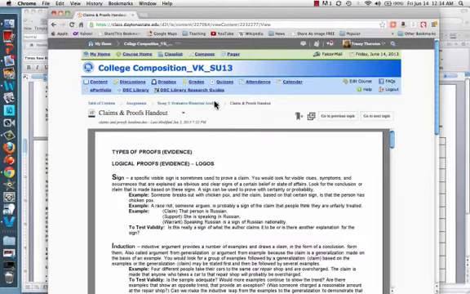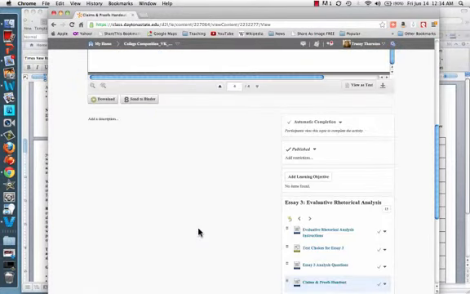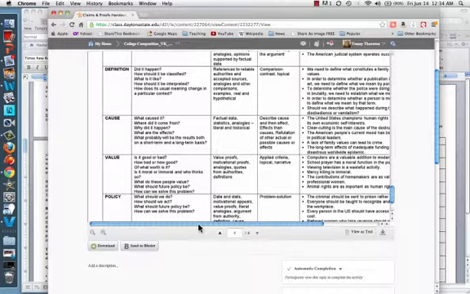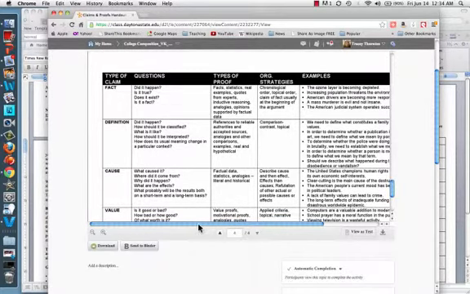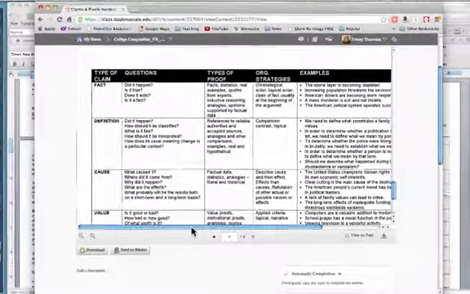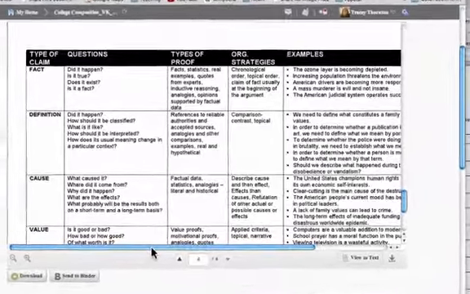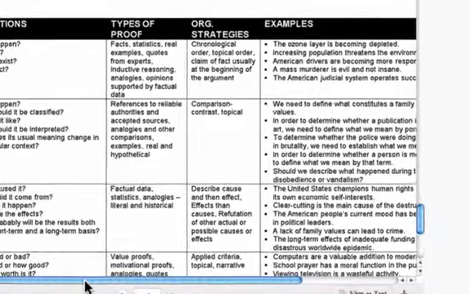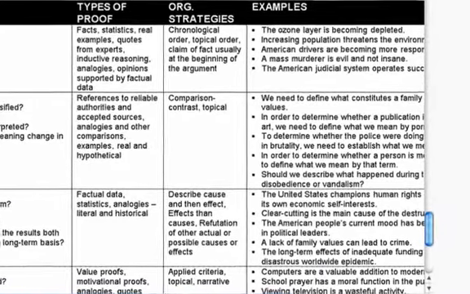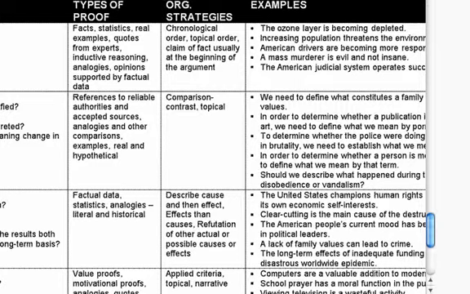Now, what you'll find at the very end is a chart that lists the most common 5 types of claims. It tells you a lot of information about those different types of claims. It tells you what questions those types of claims answer, what kinds of proof or evidence is often used to support those types of claims, and how articles or essays that contain those types of claims are typically organized. That doesn't mean all of them are, but it's just a typical list. And then, of course, it gives you some examples of those types of claims.